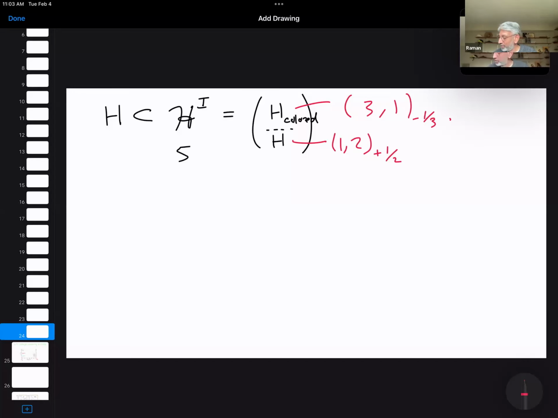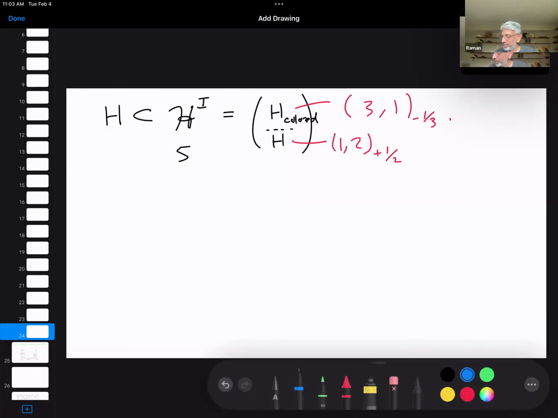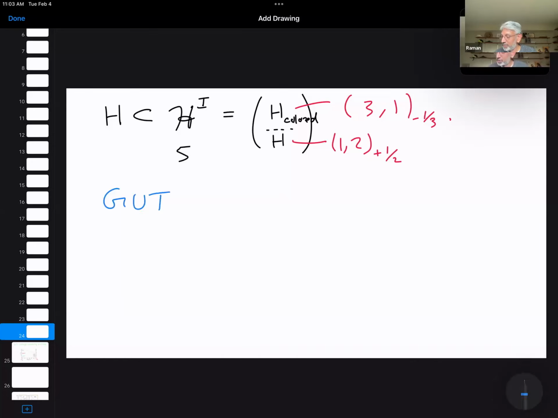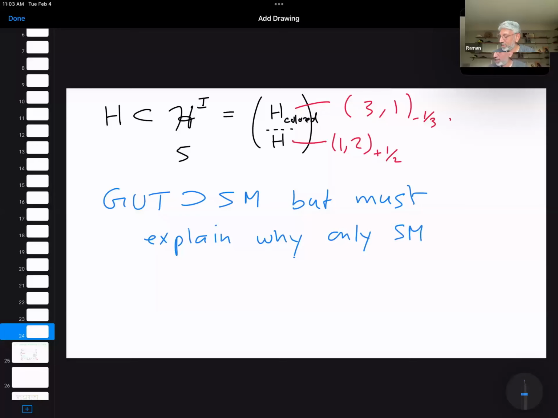But the remaining job for tomorrow is this: this GUT contains the standard model, but we must explain why we don't see the entire GUT. We must explain why only the standard model survives to low scales.